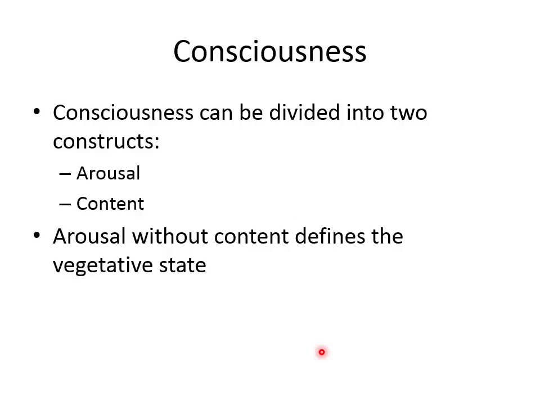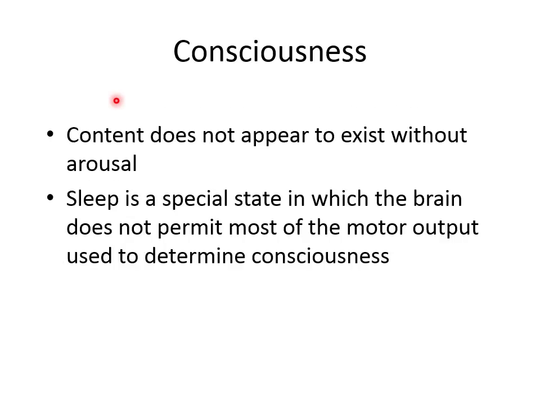Consciousness can be divided into two constructs: arousal, simply being awake, and content, having some substance to that wakefulness. Arousal without content defines the vegetative state, where somebody appears to be awake but has no content to relate to. Content does not appear to exist without arousal. Sleep is a special state in which the brain does not permit most of the motor output used to determine consciousness.